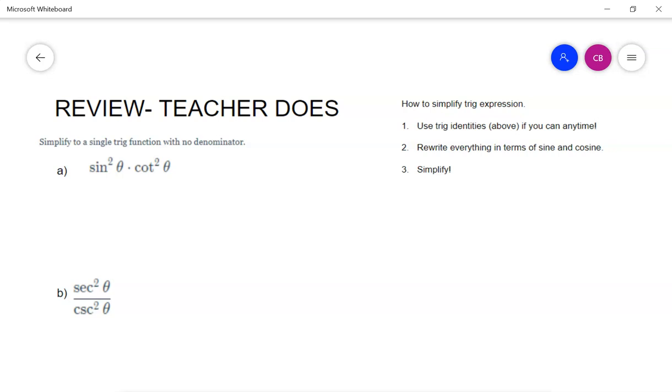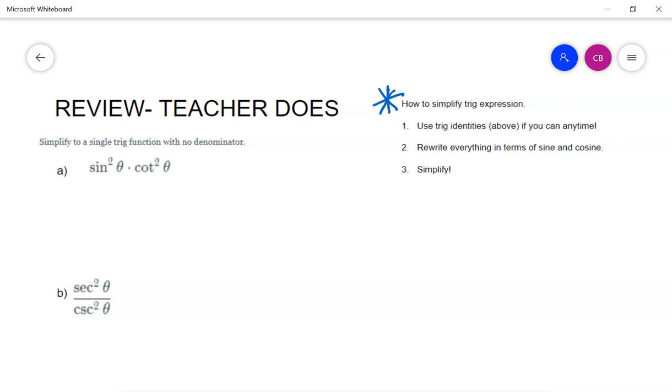For this problem, what you need to do first is make sure that you have these steps down. To simplify any of these trig functions to a single trig function with no denominator, the first thing we're going to do is use trig identities, the things that would allow us to substitute one thing for another. We usually do this so that we can rewrite everything in terms of sine and cosine, and then we're going to use our algebraic skills to simplify.